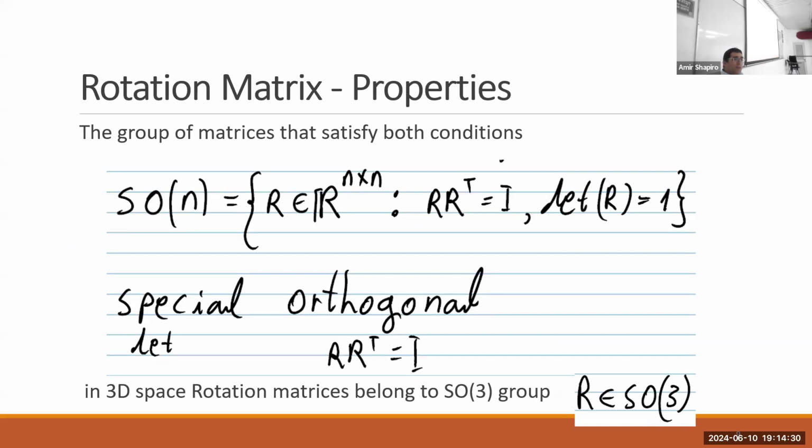The rotation matrix belongs to the special orthogonal matrices, where R can be of size n, in 2 dimensions, 3 dimensions, or n dimensions, and it has the property that the transpose is the inverse and the determinant is +1.